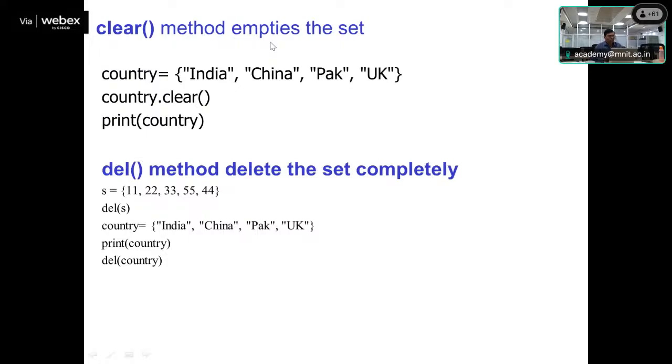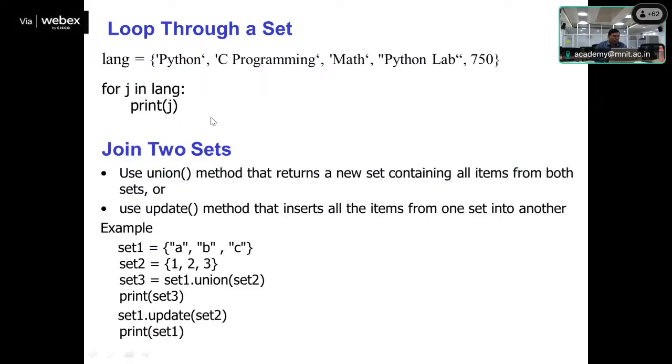The clear method is used to make the set completely empty, that is, all items from this set are removed. It means we want to clear the set. The set is going to become empty. We can also use the del method to delete the set completely. In case of clear, only the content is removed, whereas in case of del, the complete set is removed. The set will not exist further. Whereas in case of the clear method, your set is empty and not permanently deleted. We can also loop through a set by using the for loop, which we have already seen.